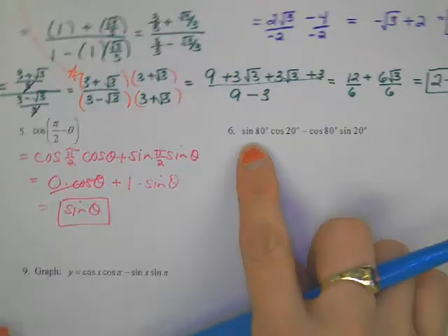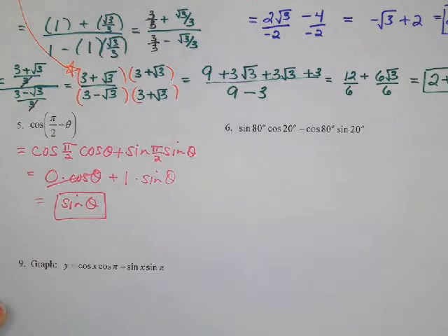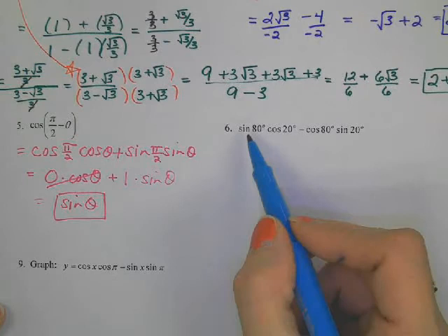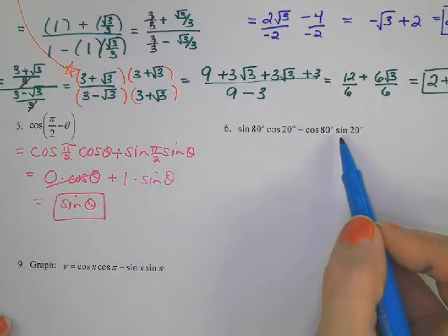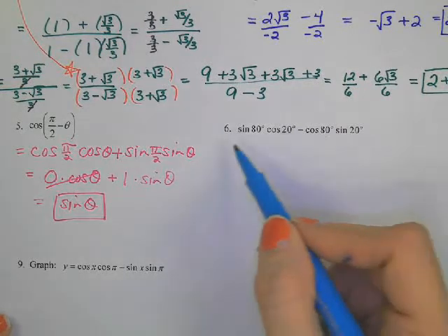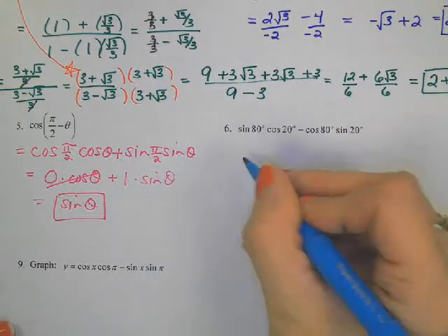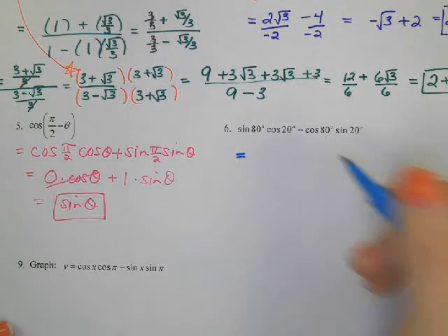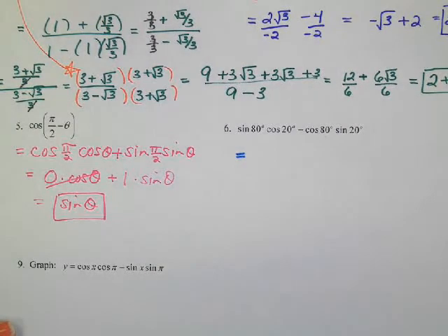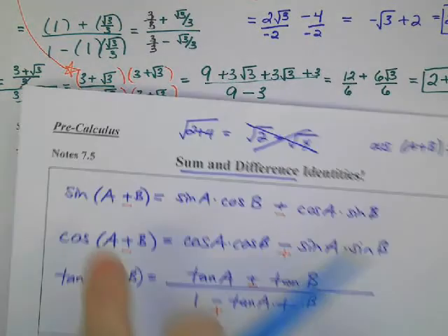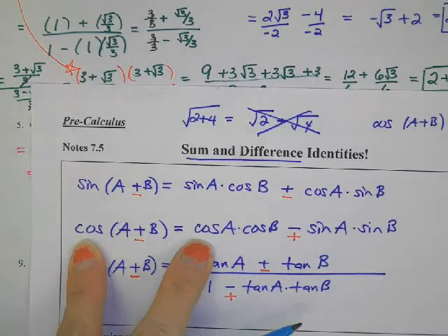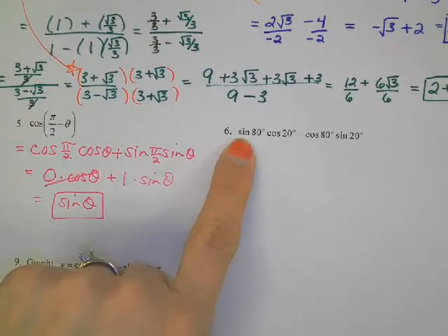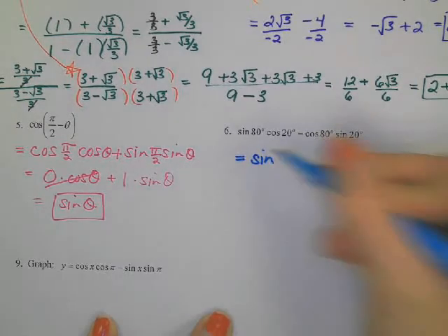All right, how in the world are we going to evaluate this? I don't know 80 or 20. Oh, my goodness. Look at this problem. Sine, cosine, cosine, sine. Wait a minute. Isn't it a song? Is that the song for sine or cosine? I'll give you a hint. The songs start just like their names. The sine song starts with sine, and the cosine song starts with cosine. So this is definitely the sine song.